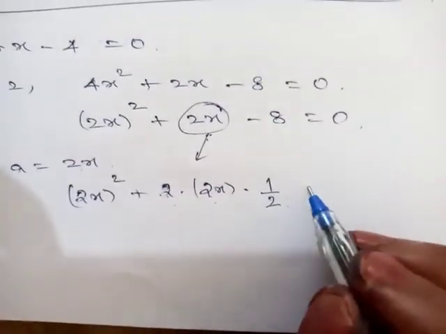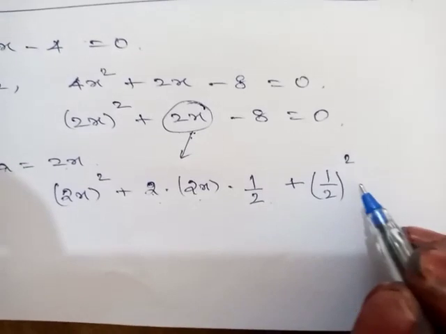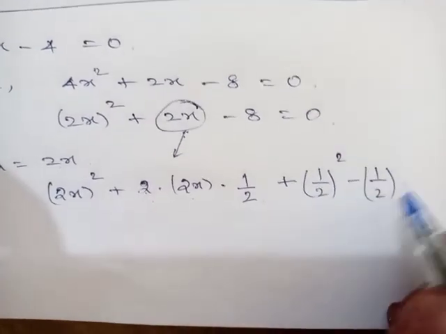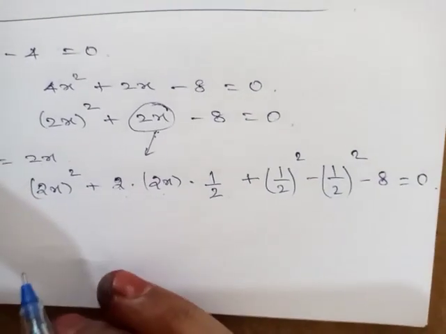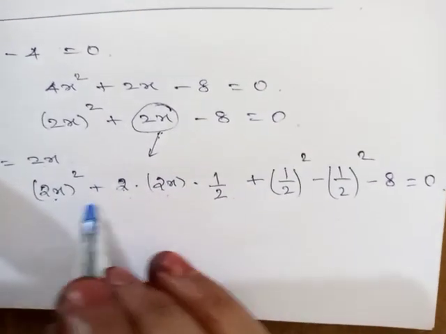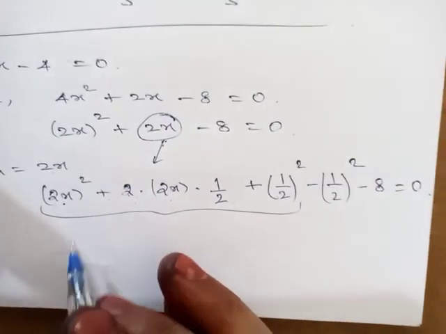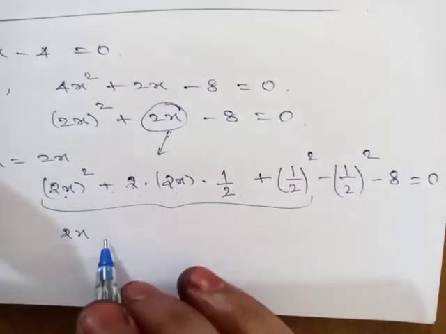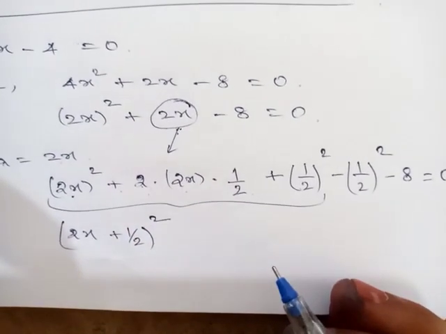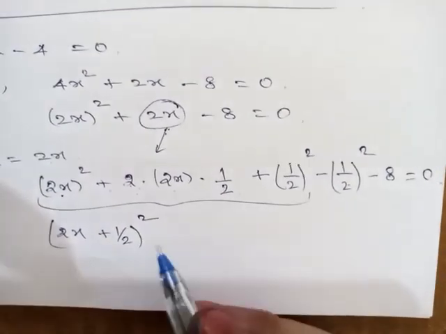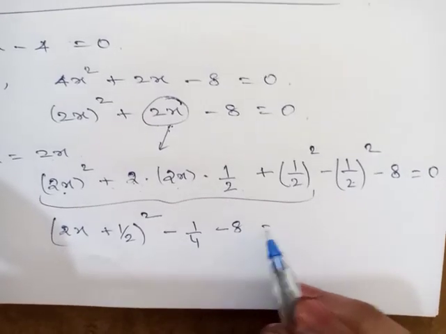After that what we have to do? Plus b square we have to write. That's why (1 by 2) whole square minus (1 by 2) whole square. This minus 8 you write as it is, equal to 0. Same concept. So here a square plus 2ab plus b square. For these three we can apply the formula (a plus b) whole square, right? These two you simplify. Minus 1 by 4 minus 8 is equal to 0.